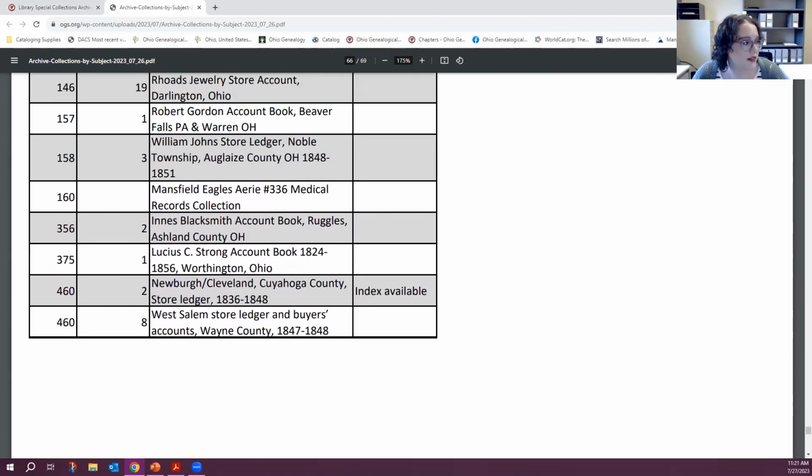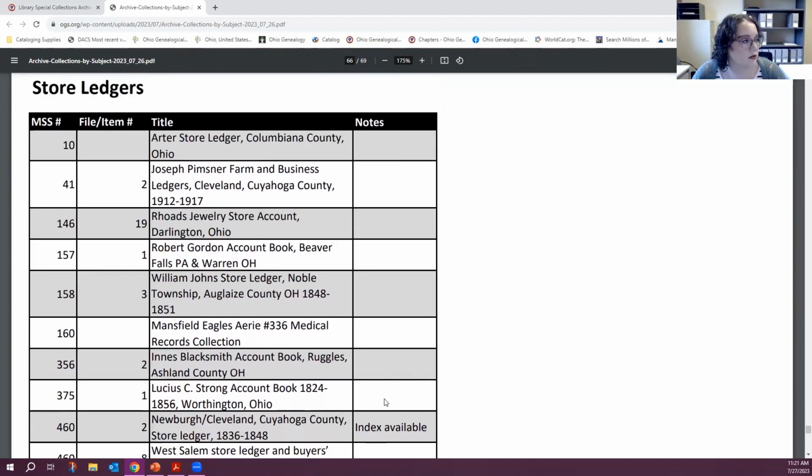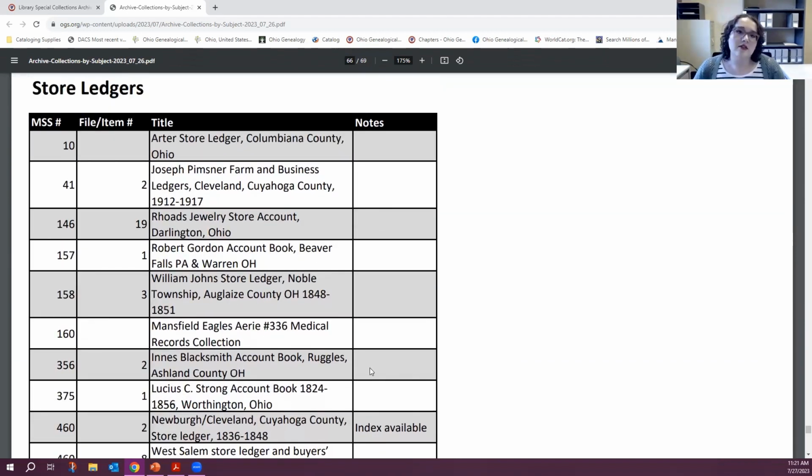Similarly, store ledgers kind of operate in a sort of similar space. They aren't necessarily going to give you birth, marriage, death information, but you might be able to see what they had on account. So what were they buying? How much were they buying? How much did they let their debt rack up? Was someone paying for their mother's account or their tab? Because that does happen where you'll see that someone else is coming in and they're paying the tab of another person, and the store ledger would note that. So store ledgers can just kind of enhance a narrative.